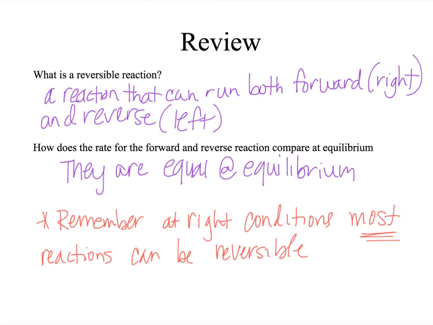Now talking about equilibrium a little bit, it wants to know what a reversible reaction is. That is a reaction that can both run forward to the right, meaning towards the products, and it can also run left, meaning the products could go back towards the reactants. And then it says, how does the rate for the forward and reverse reaction compare at equilibrium? We talked about that just a few minutes ago, and they are equal at equilibrium, meaning the forward and the reverse reaction are happening not only at the same time, but at the same rate.